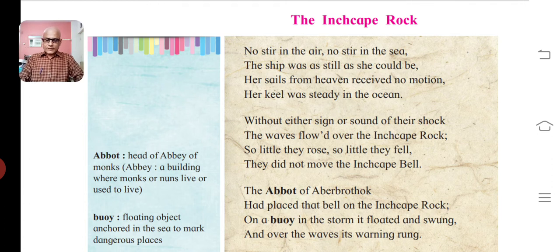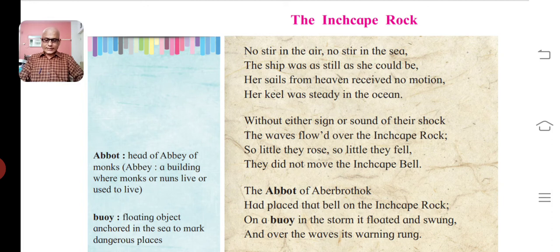Now, see the next line. So little they rose, so little they fell. In this line, there are two figures of speech. One, repetition. Here, the words so little are repeated for emphasis. Another figure of speech, antithesis. Here, two opposite words or ideas, rose and fell, are used.